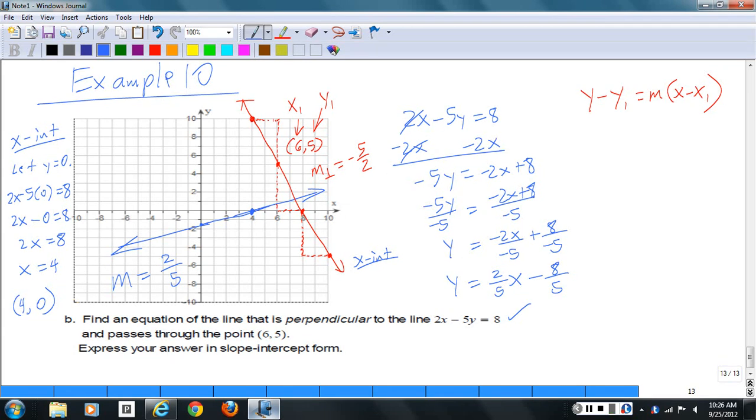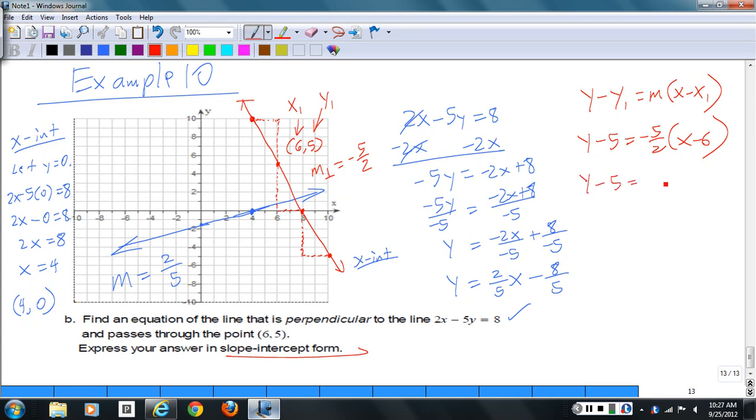I think we're there. We agreed on the point that was given. We agreed on the slope. So let's find the equation. y minus 5 equals negative 5 halves times (x minus 6). There we go. That's the equation, as usual. It asks for it in slope-intercept form, so simplify the right-hand side, isolate the y on the left-hand side, and we'll get there.